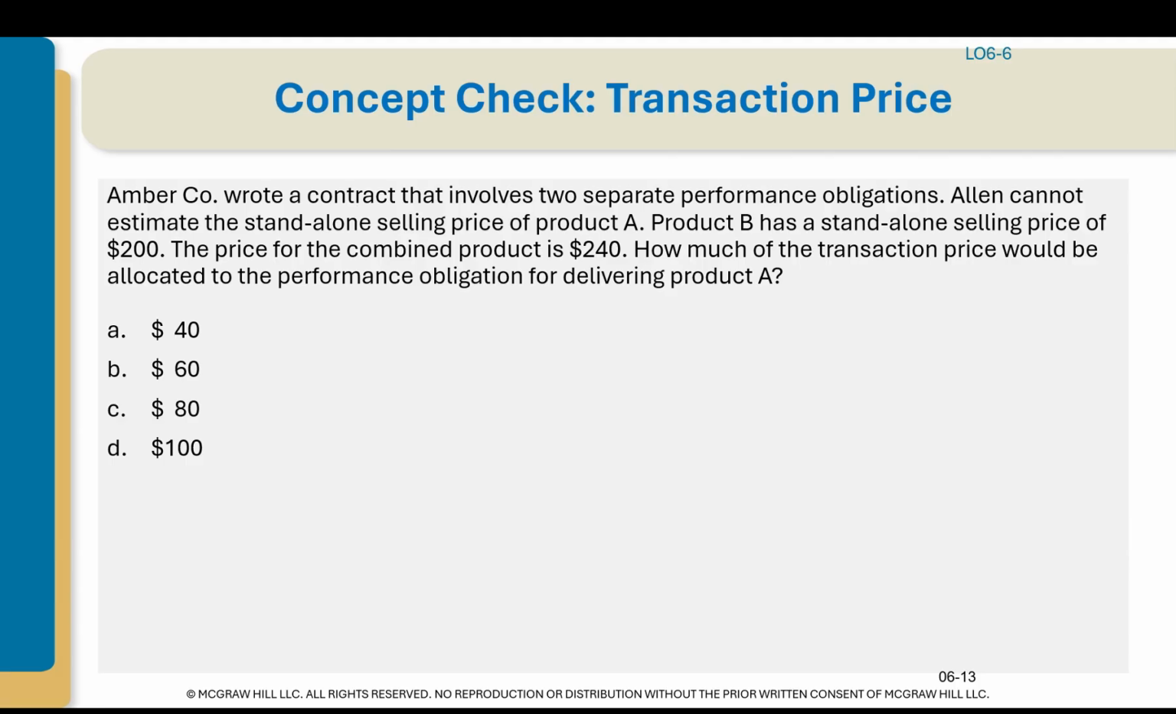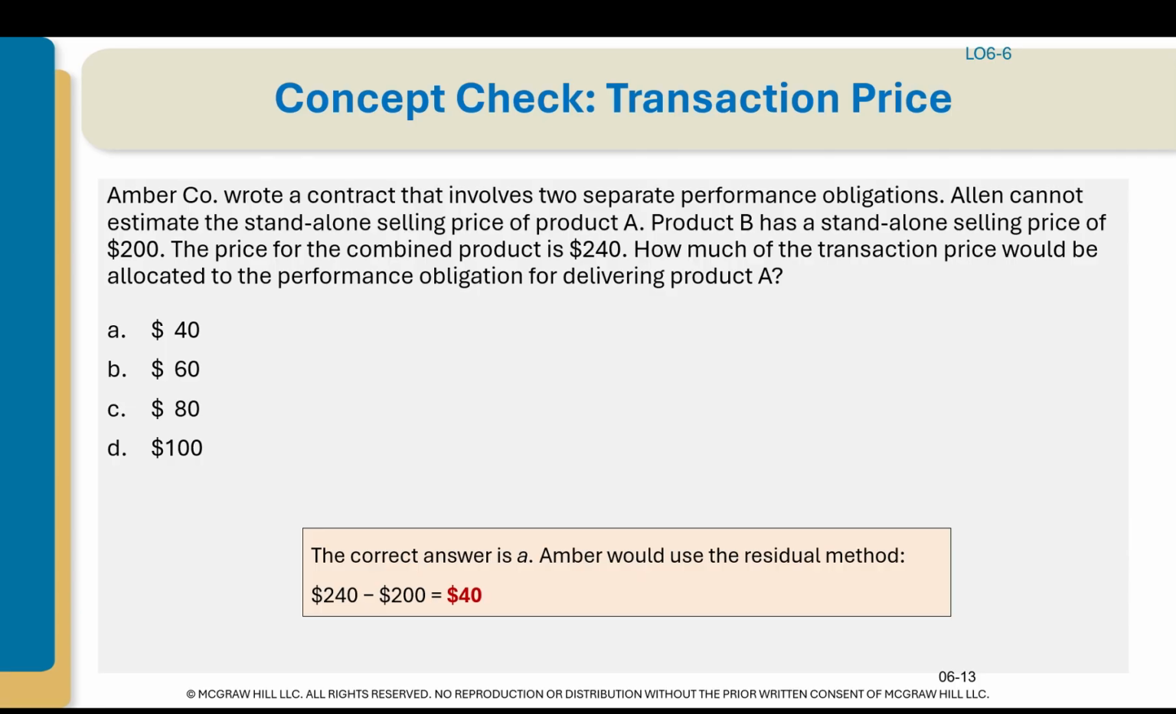Last question, Amber wrote a contract that involves 2 separate performance obligations. We can't estimate the standalone selling price of product A. B has a standalone selling price of $200. The price for the combined product is $240. How much of the transaction price would be given for A? If we use the residual method, it would be the $40. And that concludes this video.